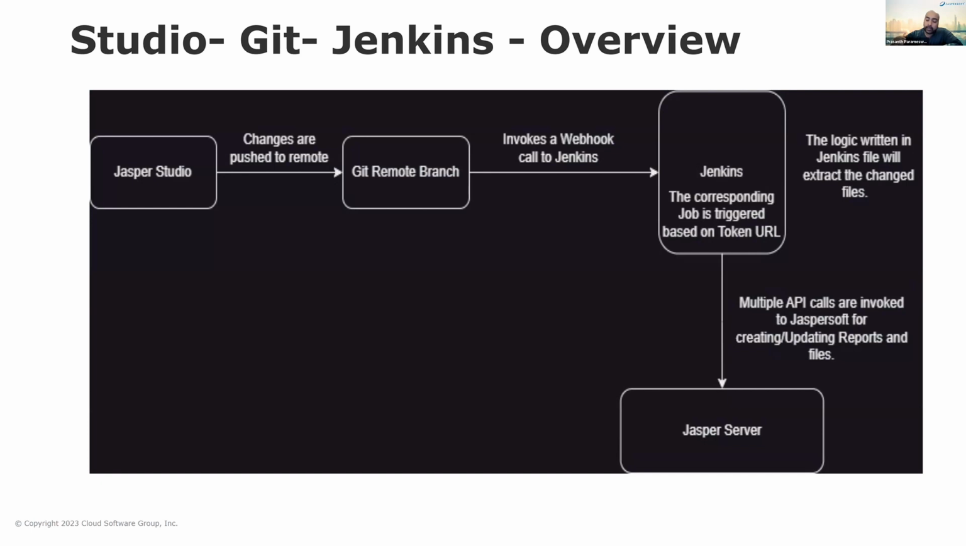So we have to identify the delta between the current commit and the previous commit. We have to identify the JRXML files or images, all the files which are checked in or pushed in that particular commit. We have to then take those files and make multiple API calls to Jaspersoft, which will create or update the reports and files in your actual Jasper server. So this is what we are actually going to do today.